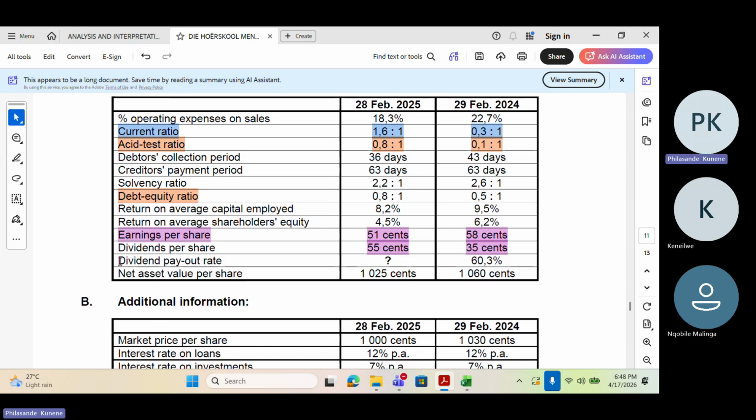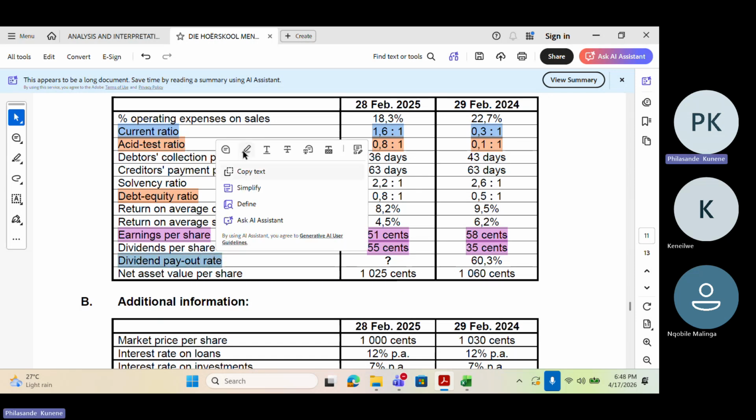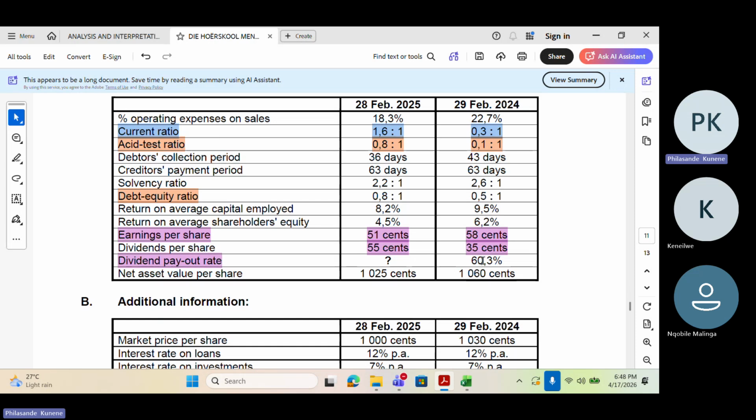you see now the dividend payout rate here. Dividend payout rate was 60.3 in the previous year. They did ask us a question like this. Dividend payout rate will be calculated based on these two numbers. You can see here we have 60.3, which means 60.3% of the earnings is paid to shareholders as a dividend. That 60.3 is 35 over 58 times 100.